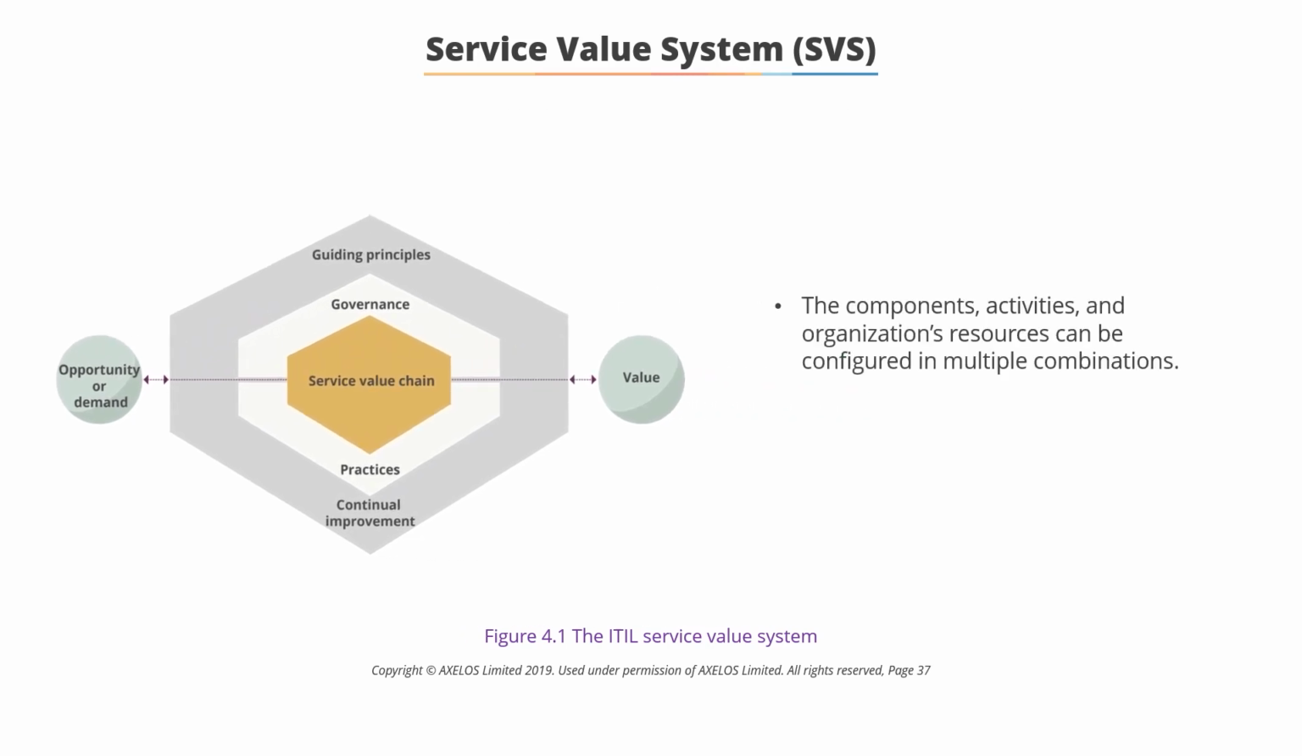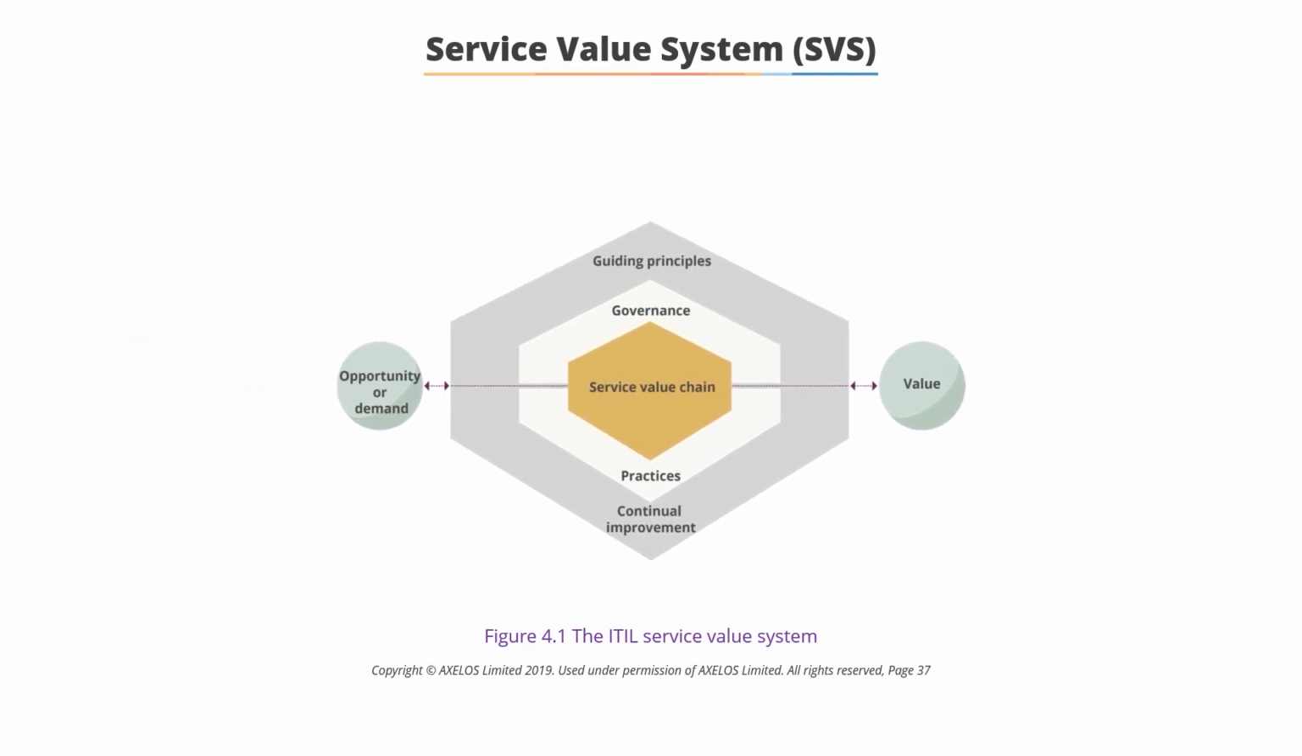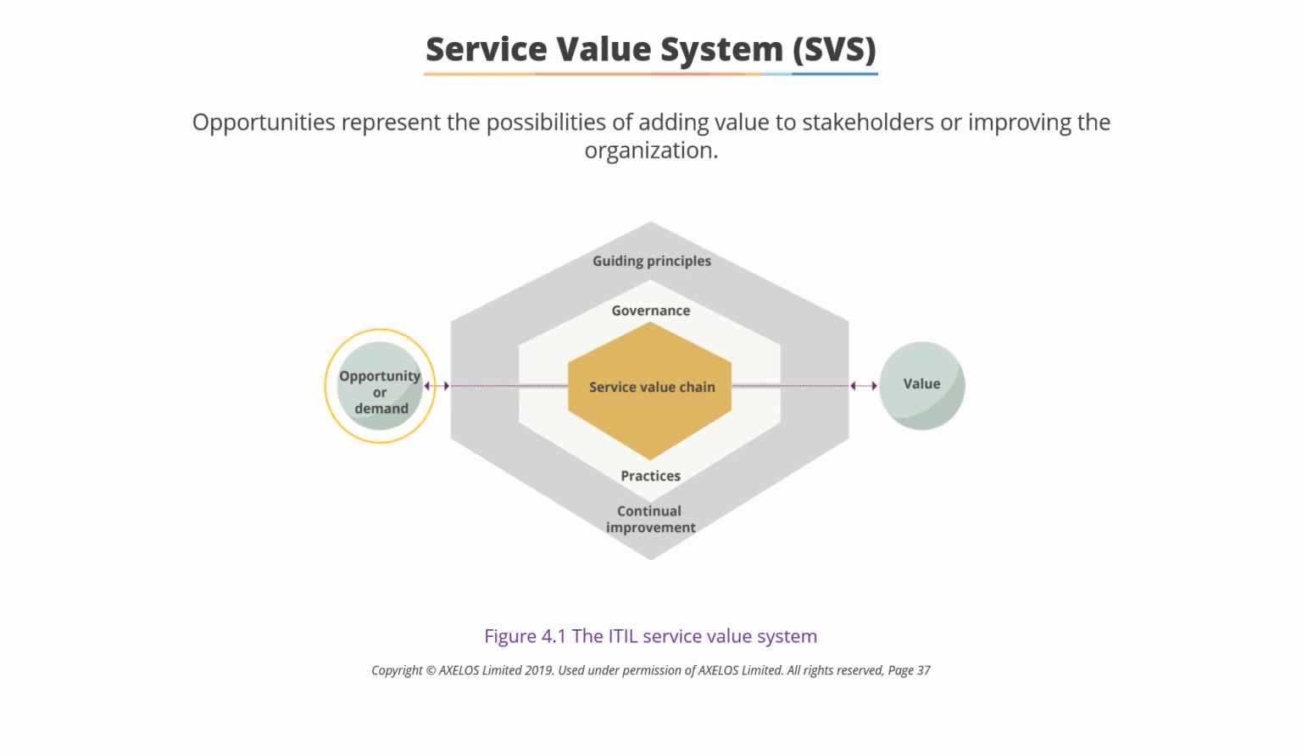These components and activities, together with the organization's resources, can be configured and reconfigured in multiple combinations in a flexible way as circumstances change. But this requires the integration and coordination of activities, practices, teams, authorities, and responsibilities of all parties to be truly effective. The key inputs to the SVS are opportunity and demand. Opportunities represent options or possibilities to add value for stakeholders or otherwise improve the organization. Demand is the need or desire for products and services among internal and external consumers.